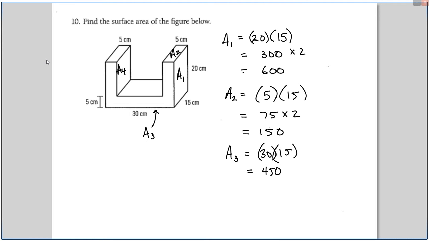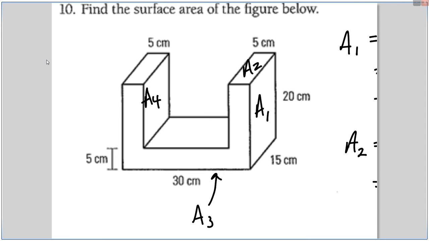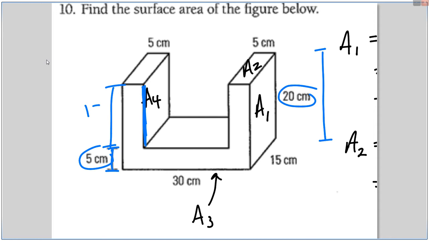Okay, let's focus in on this shape. I'm going to use a different color now. How do I get this blue length? Guys, this is the hard part. 20 minus 5. How do you do that? Good. So 20 is the big height, right? Take away this little height of 5, and you get this height of 15.